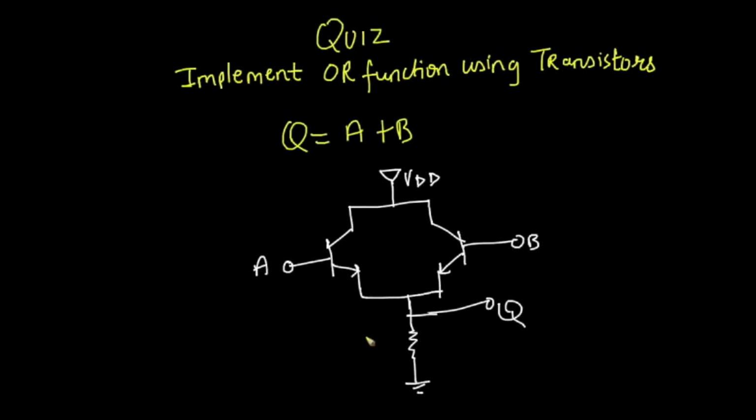So here's how you would implement it. Instead of placing both the transistors in series, you would place them in parallel. So what would happen is even if one of these transistors turns on, the current can flow from this VDD to the output. And thus you would get the logic 1 over here if any one of these inputs turns on.